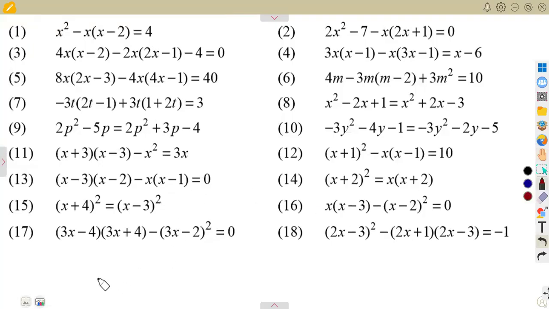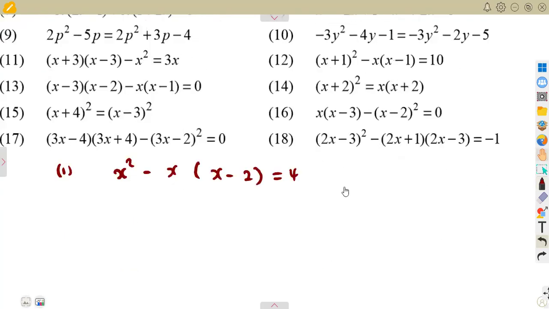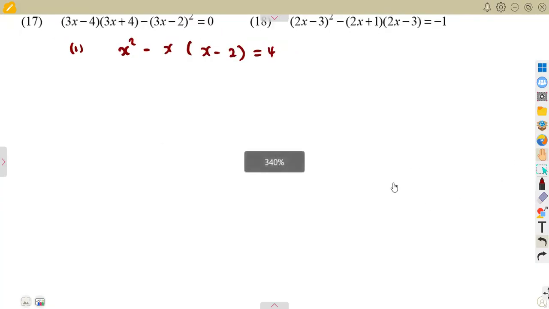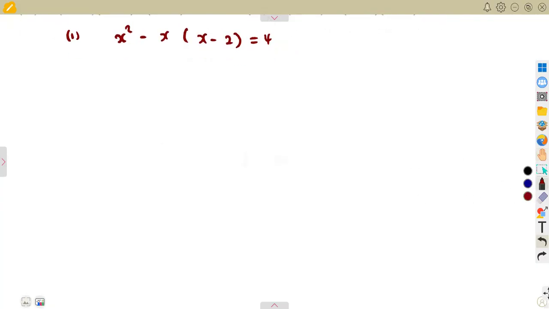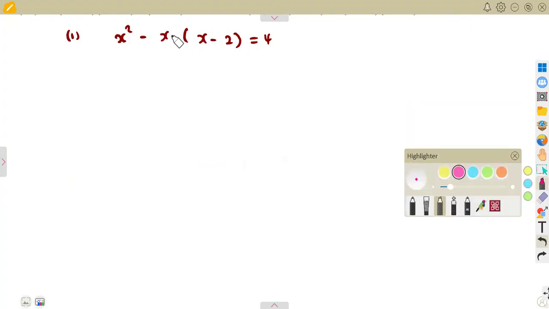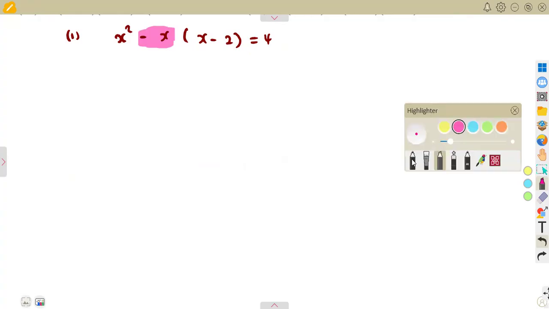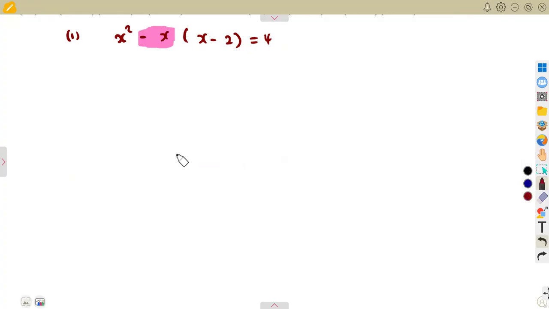I talked about this, the expansion of brackets from the previous exercises that we had. Number one, we are given x squared minus x into the bracket of x minus 2, which is equal to 4. So I want you to see the only difference that you're going to have in this type of equation. Everything is just the same as what we had from the previous case, that we need to expand the brackets. And what is affecting the bracket, there is a bracket there. The part that is affecting this bracket is minus x, which is a term. There is a term now, if considering x. In the previous case, it was just a number that you're considering.